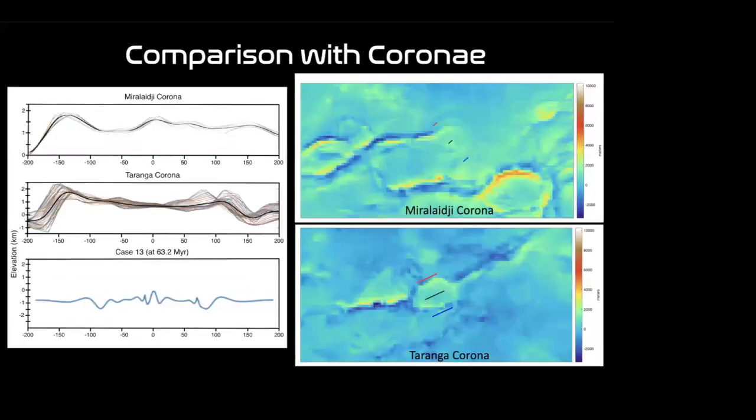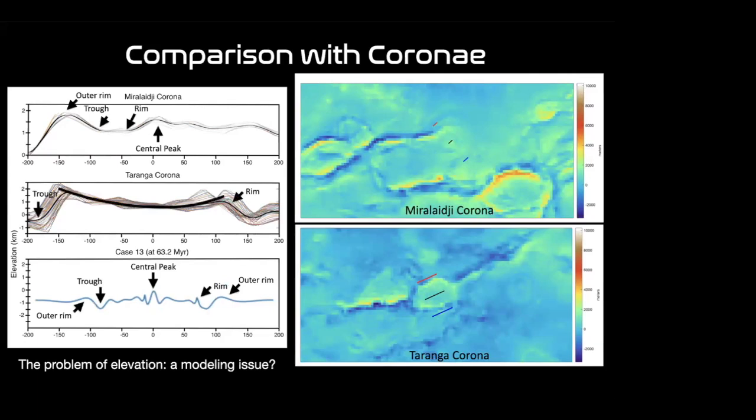You go to some other Coronae like Miralegi and Taranga, and you have a similar kind of feature where you have these troughs, these outer rims, this bowl-shaped interior, like from the previous model on the other page. But this model is a bit different. It's not as elevated, and there's a lot more complexity here. There's a central peak. That central peak might show up in some of the other Coronae, like Miralegi up here. And there's a lot of different models that don't have this elevation. So while morphologically they can be similar, the actual elevation is fairly different from any of these models.